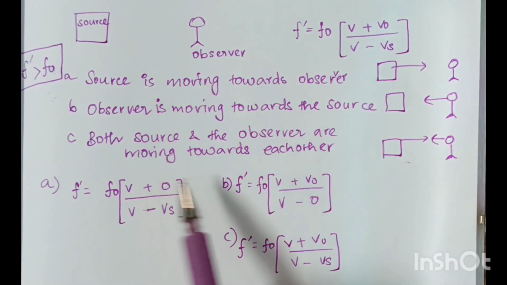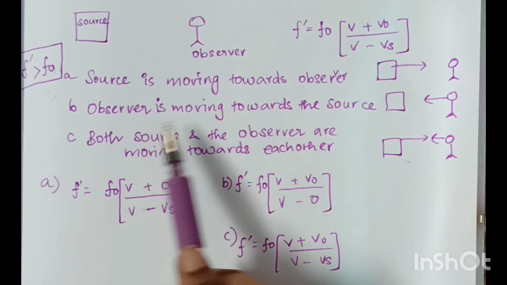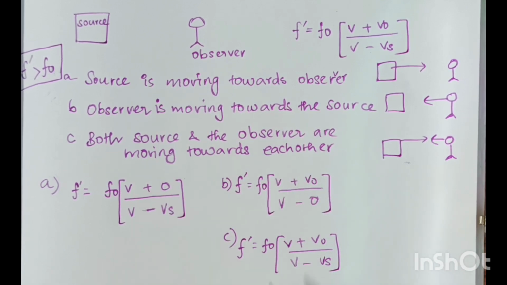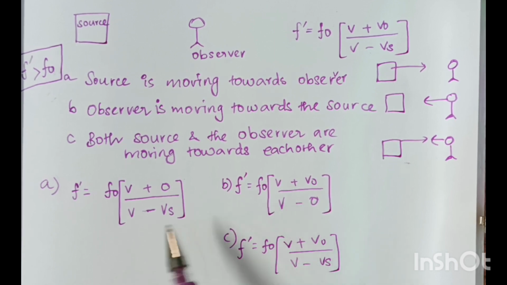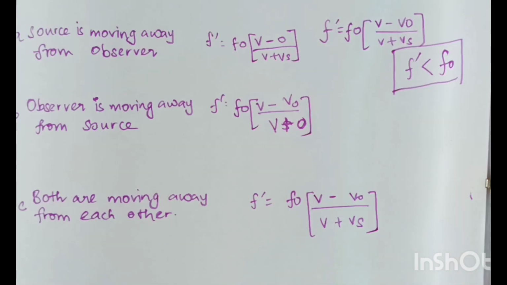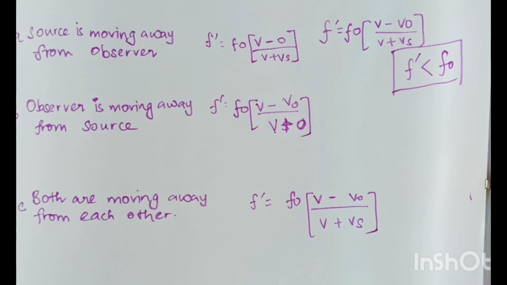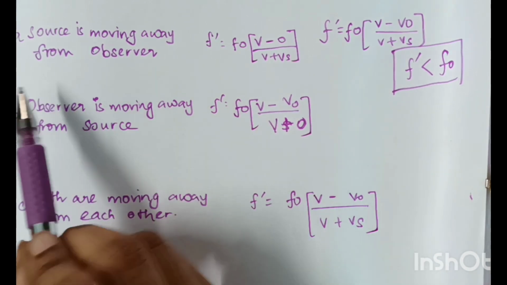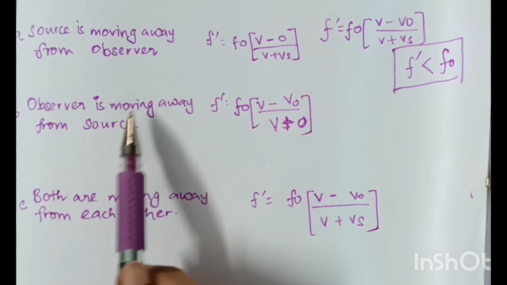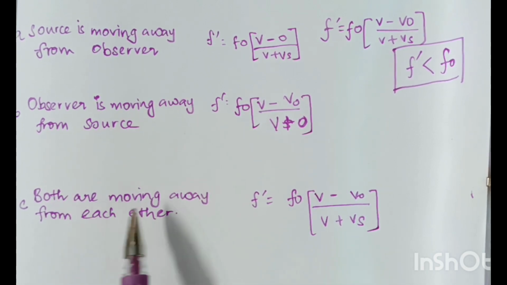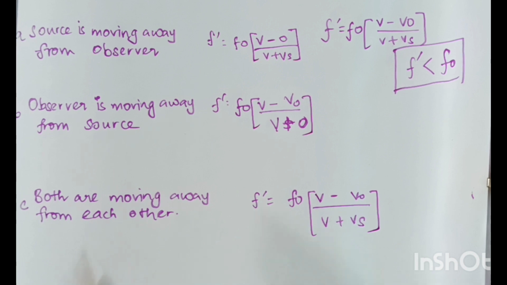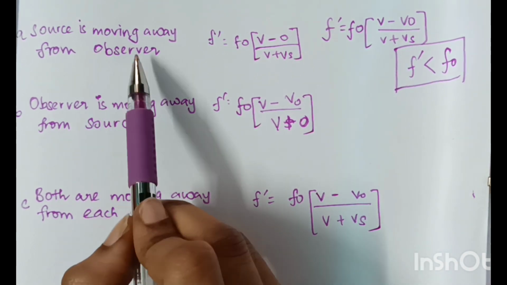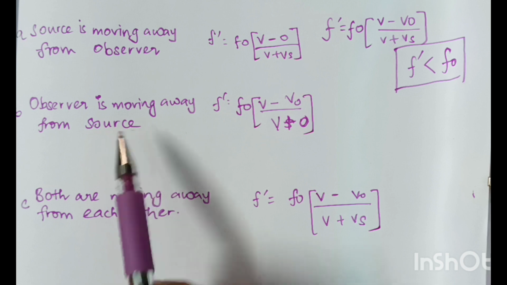So in all these three cases, source moving towards observer, observer moving towards source, or both, we should remember one thing: f dash is greater than fo, and we will write the sign depending on that condition. Now we will see the next case, and it is simple. We have already understood that one, so this case will be easy too. If the source is moving away from the observer, or the observer is moving away from the source, or both are moving away from each other. Here, from observer means a stationary observer, and here it is a stationary source.